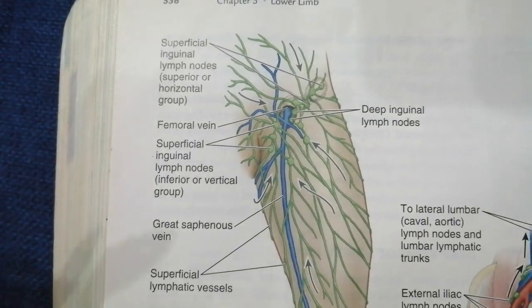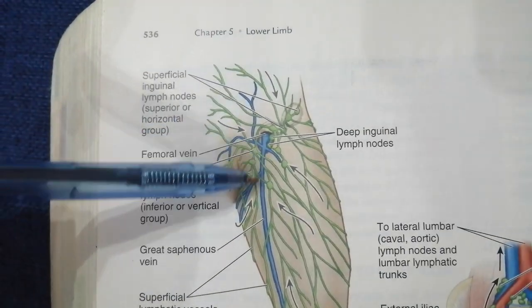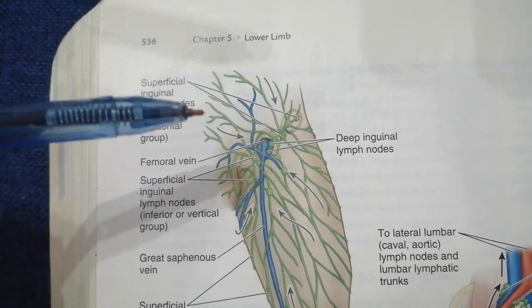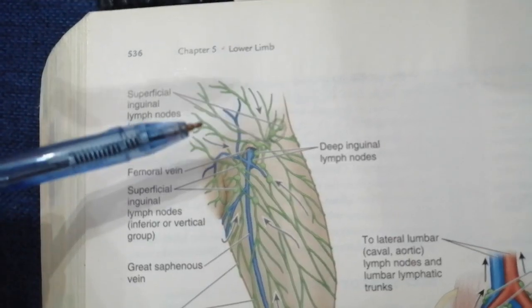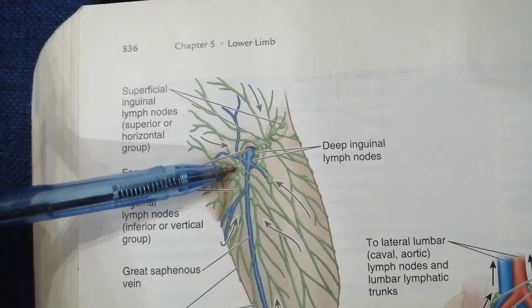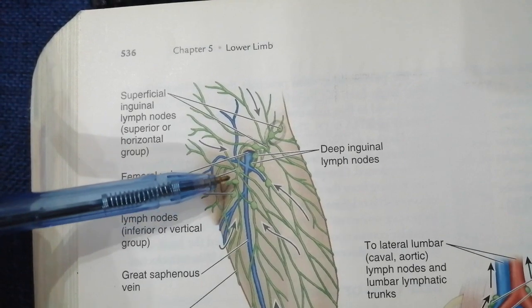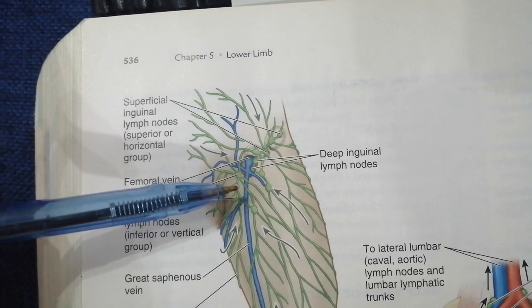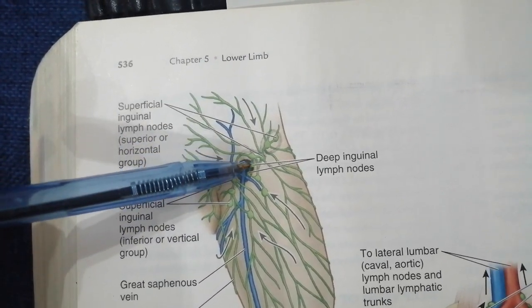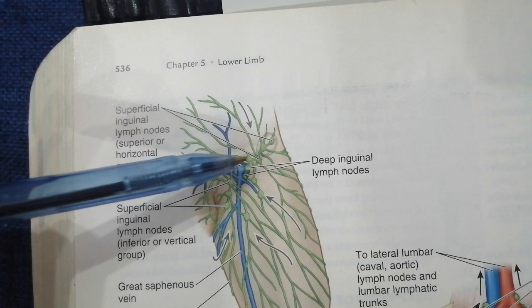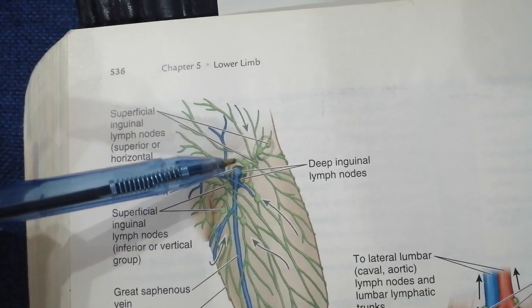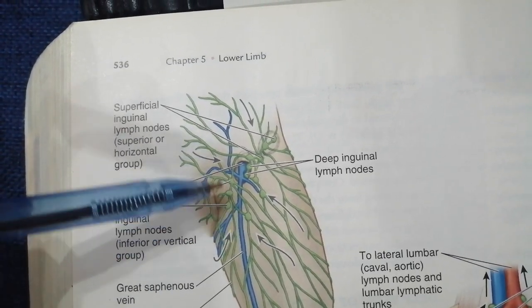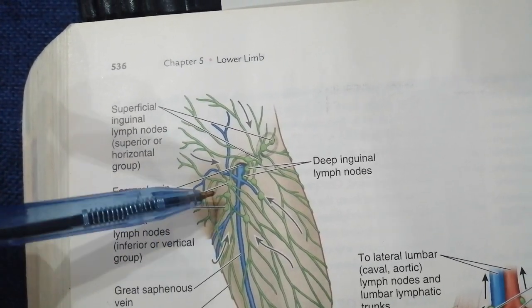Now in this picture you can see that this is the great saphenous vein. Basically these lymph nodes are present on each side of the great saphenous vein. Here you can see that these are the nodes. These are superficial inguinal lymph nodes. Okay, they are arranged in a T-shaped manner. This is the vertical group of lymph nodes, and above them this one and this one is the horizontal, like making a T. Okay, this is the horizontal group of lymph nodes, and here it is mainly the vertical group.